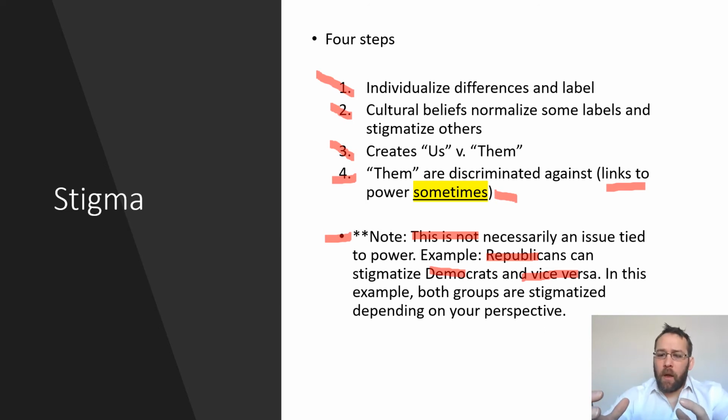Let me just finish this. In this example, both groups are stigmatized depending on your perspective. And the power of who's in charge of Washington, D.C. changes every 2 to 4 years. So the Republicans were just in charge for a little bit of time. Now the Democrats will be in charge. In a couple of years, Republicans will get a little bit of power here. Power goes up and down. It's pretty evenly split. But you have these two pretty equally powerful groups that go back and forth stigmatizing each other. So it's not always linked to power with regard to stigmatization.